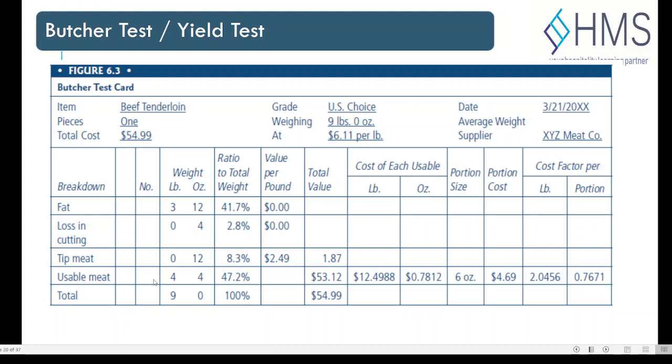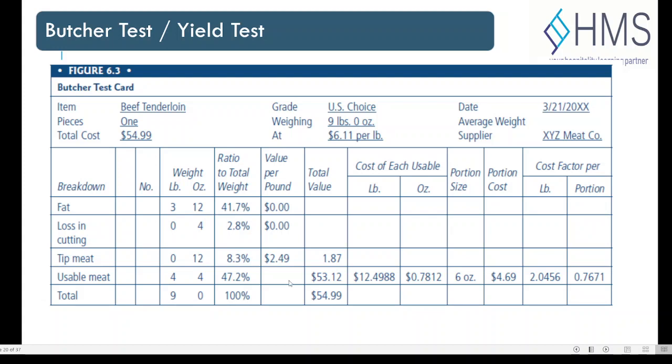Some you have unusable meat. Now what is this unusable meat? What are you going to do with it? You have to decide what you are going to do. There will be tip meat, or bones, or other things in the ingredient that you have to remove. So the leftover amount, the total cost is, let's say, $6 per pound, right?